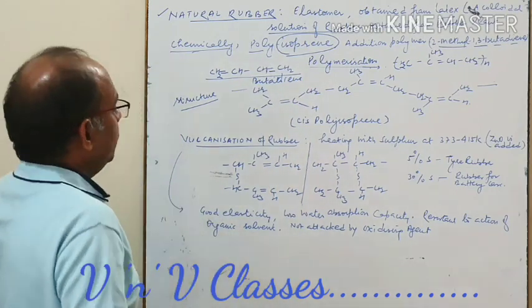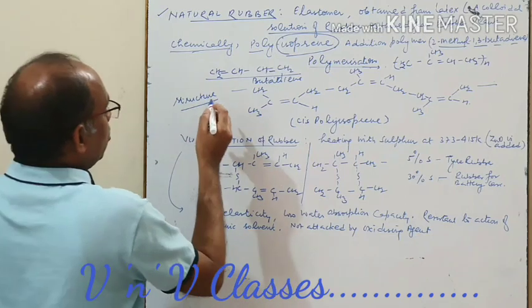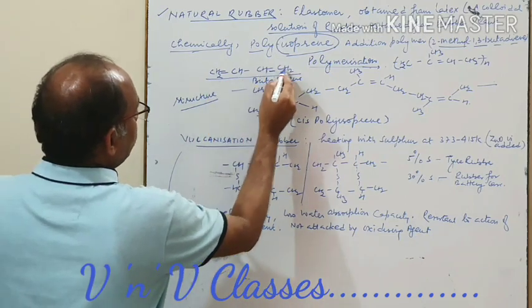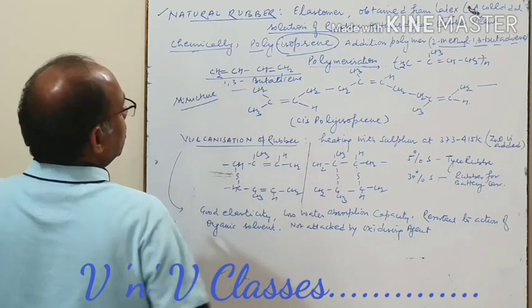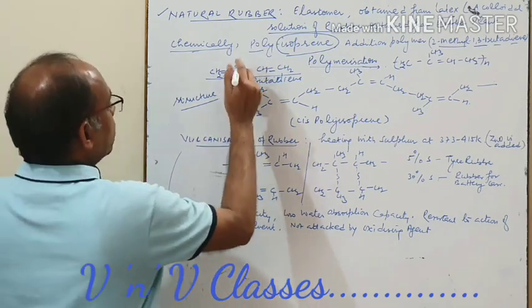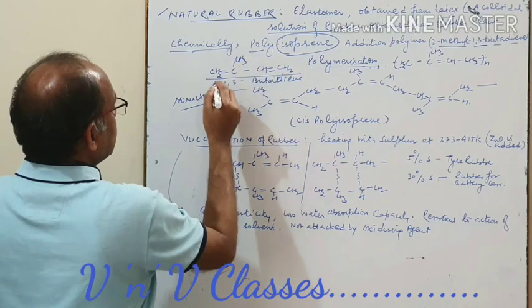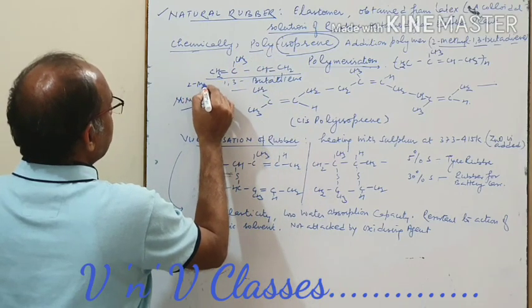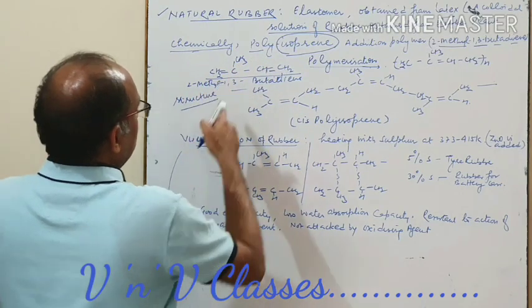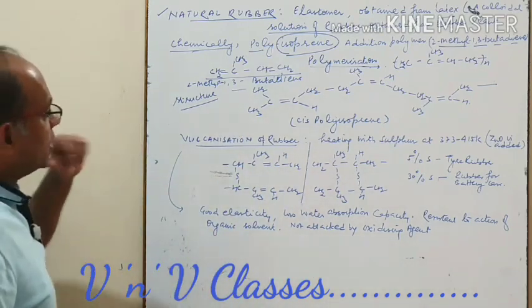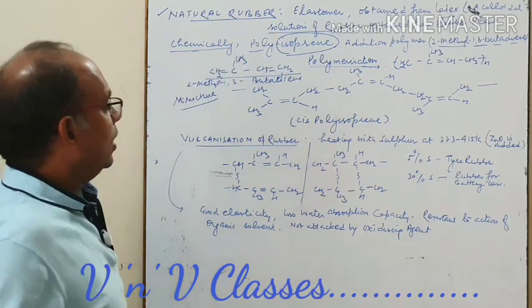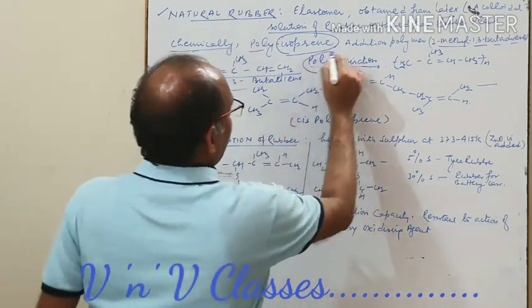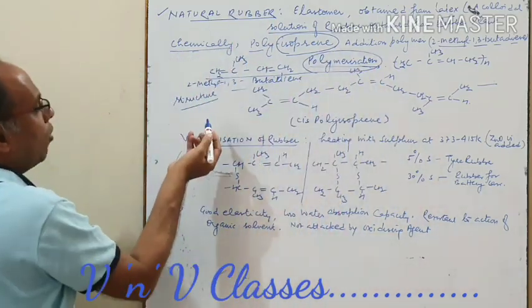When you say it is butadiene, what do you find? 1, 2, 3, 4. On first and third you get the double bond, so you can write 1,3-butadiene. But we have 2-methyl, meaning we have a 2-methyl group as well. So this is the chemical which is present in natural rubber. This is called 2-methyl-1,3-butadiene, and it polymerizes. How does it polymerize?